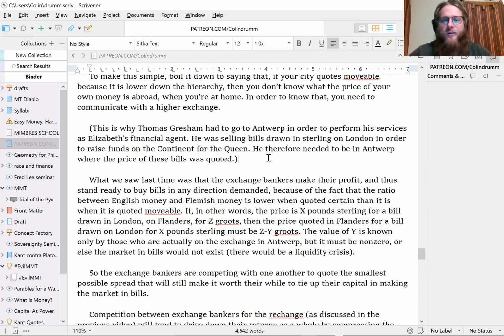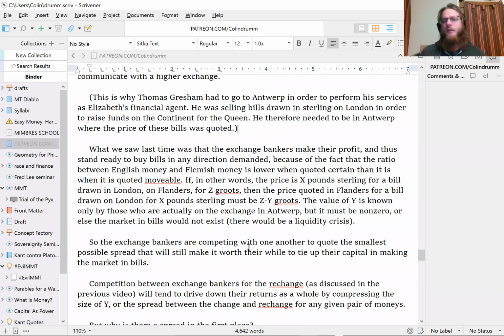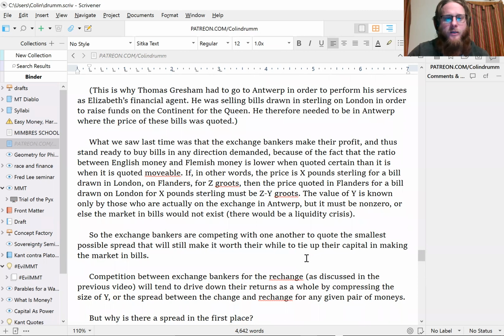He has to go to Antwerp because he's trying to sell bills drawn on London in order to get money on the continent for Elizabeth to pay people on the continent for various things, for diplomatic payments or mercenaries or whatever you have to. These rulers are always bribing each other to switch sides and stuff like that. So they need to raise money to do that. And Tommy Gresham is your man.